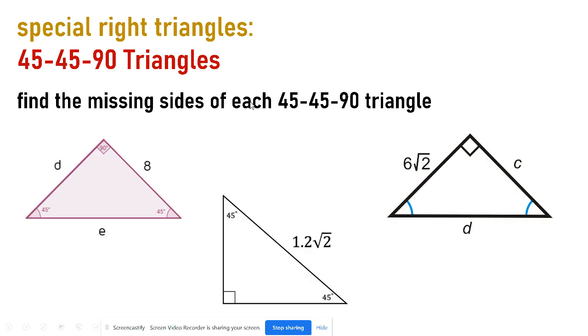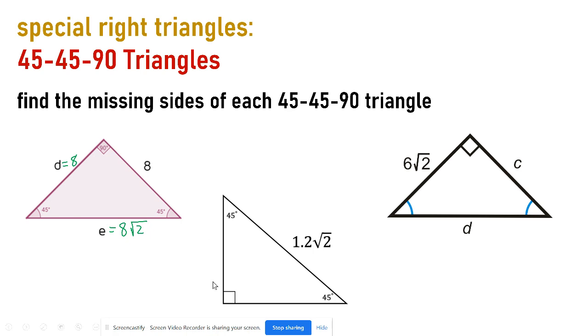So on the first one, we have a 45, 45, 90 triangle. It's turned on its side, but it's still a 45, 45, 90 triangle. One of our legs is 8. So the first thing we know is the other leg has to be exactly the same. These two sides have to be the same. So if that's 8, that is also 8. And then to find the hypotenuse, all we have to do is take the 8 and stick a square root of 2 after it. And that's it. So we have 8, 8, and then 8 times the square root of 2.